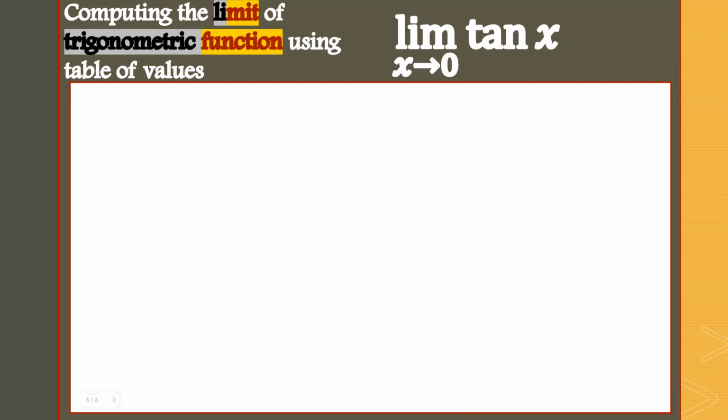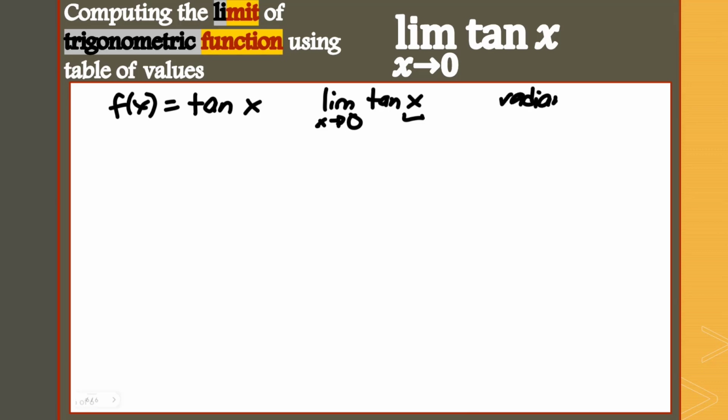But since we have specified here that x approaches 0, we can use the table of values to specify the limit further. Our f of x here is tangent of x, and we are to show the limit of tangent of x as x approaches 0. X can be interpreted in terms of radians, the values that use pi, or degree measurement. Nevertheless, whether you use degrees or radians, as long as they are both approaching 0, you will get the same value of your limit.